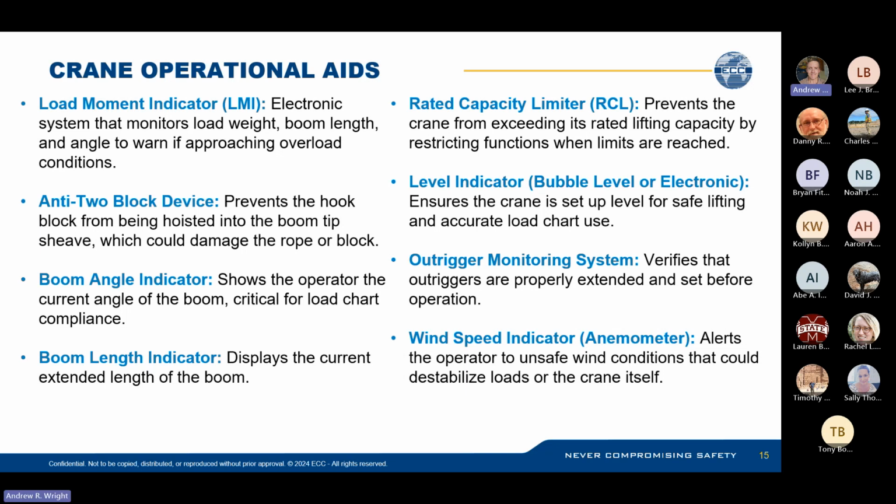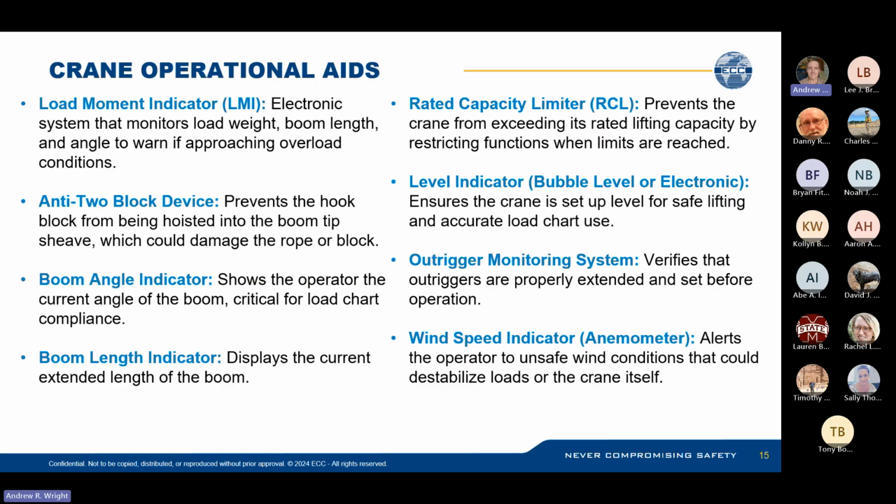Boom length indicator displays the current extended length of the boom. These are often either painted on the actual boom itself, or they could be electronic. Rated capacity limiter prevents the crane from exceeding its rated lifting capacity by restricting functions when limits are reached. Level indicator, bubble level, or electronic, ensures the crane is set up level for safe lifting and accurate load chart use.